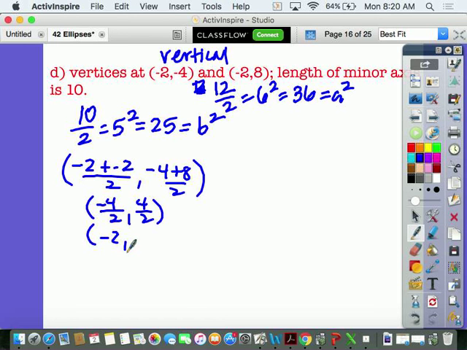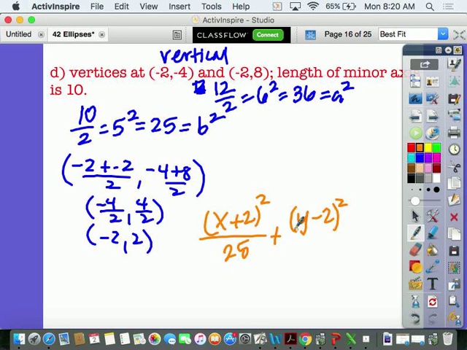And we're going to find our centers at negative 2, 2. Yeah, I did my math right there. So then our equation is going to be (x plus 2) squared all over, again, since it's vertical, our b squared is going to go underneath our x's, and then our a squared is going to go underneath our y's, and it equals 1. Okay?